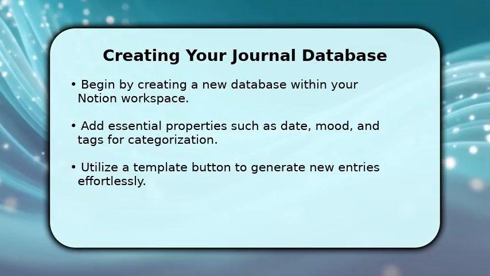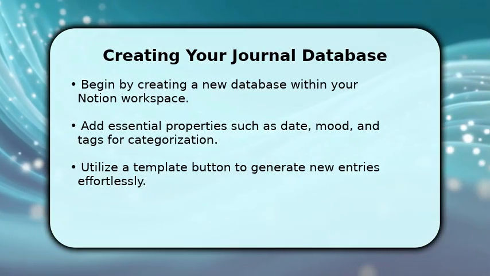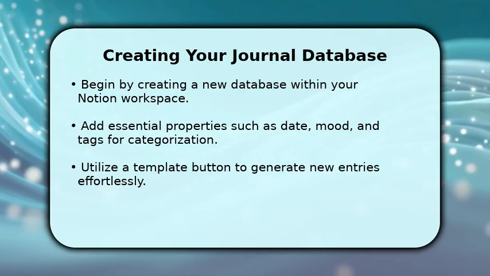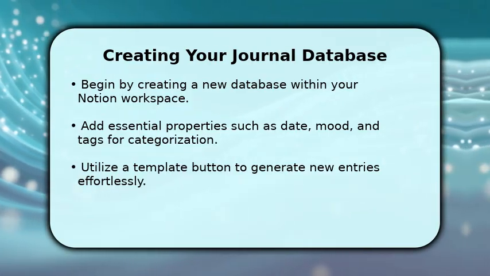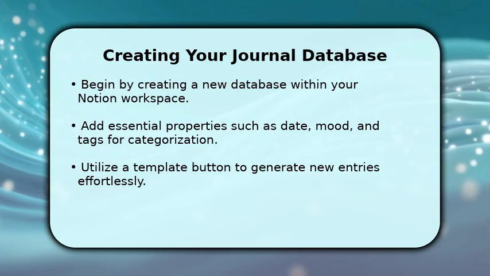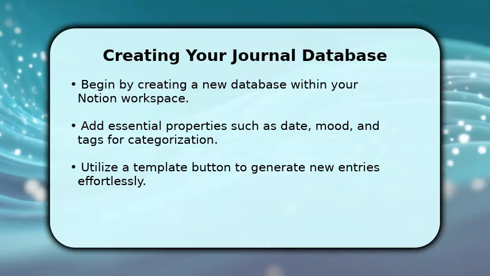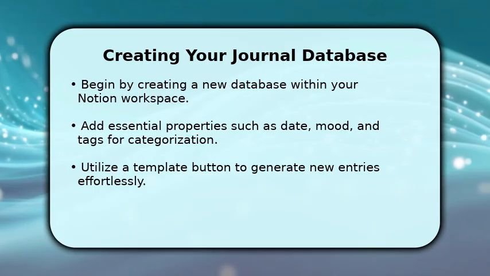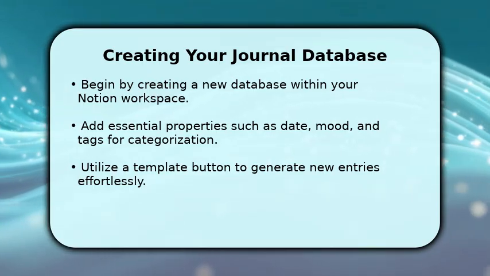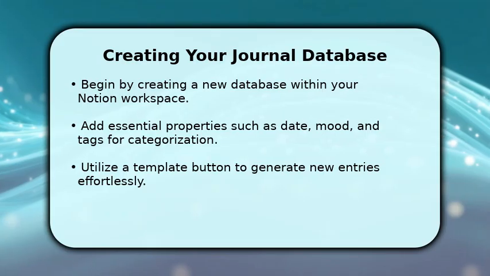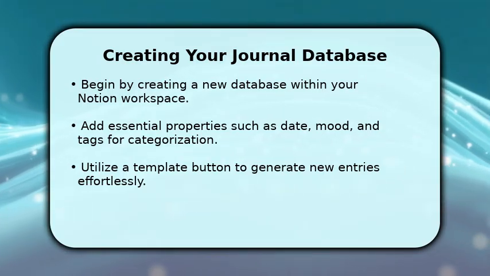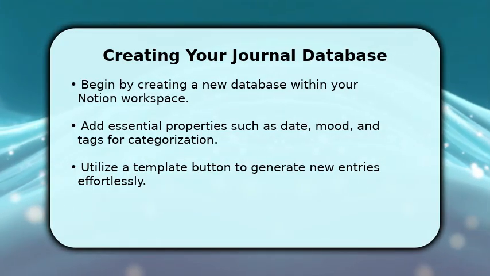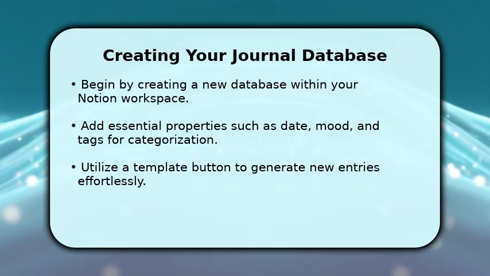Now, let's build the foundation for your journal. Start by creating a new database in Notion, which will house all your entries. Next, add crucial properties like a date field to track when you write, a mood selector to capture your feelings, and tags for easy categorization of topics. To streamline your process, set up a template button. This allows you to generate a new, pre-formatted journal entry with just one click, saving you valuable time each day.